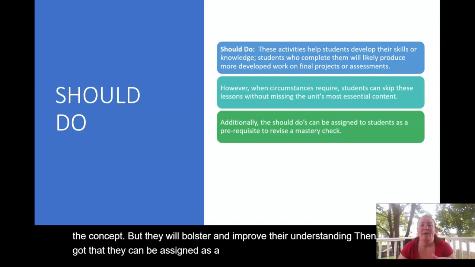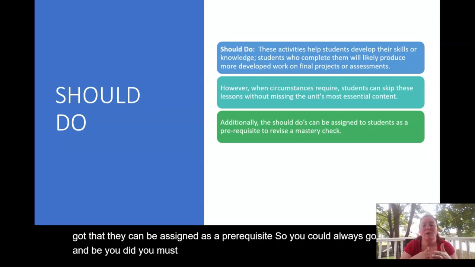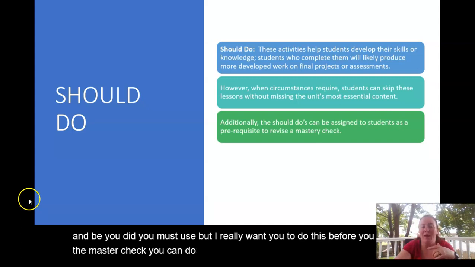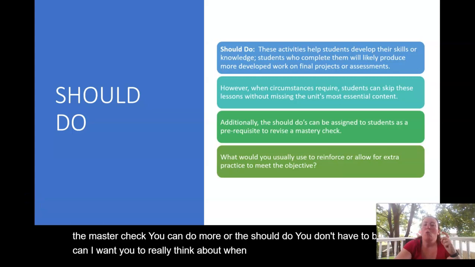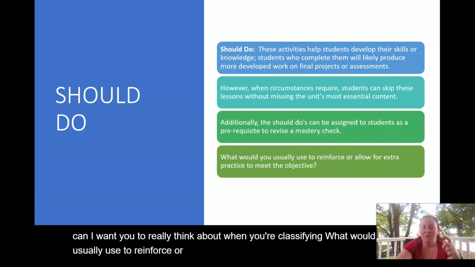Then you've got that they can be assigned as a prerequisite. So you could always go back and say, okay, you did your must-dos, but I really want you to do this before you get to the mastery check. You can do more with a should-do. You don't have to, but you can. I want you to really think about when you're classifying, what would you usually use to reinforce or allow for extra practice to meet the objective?